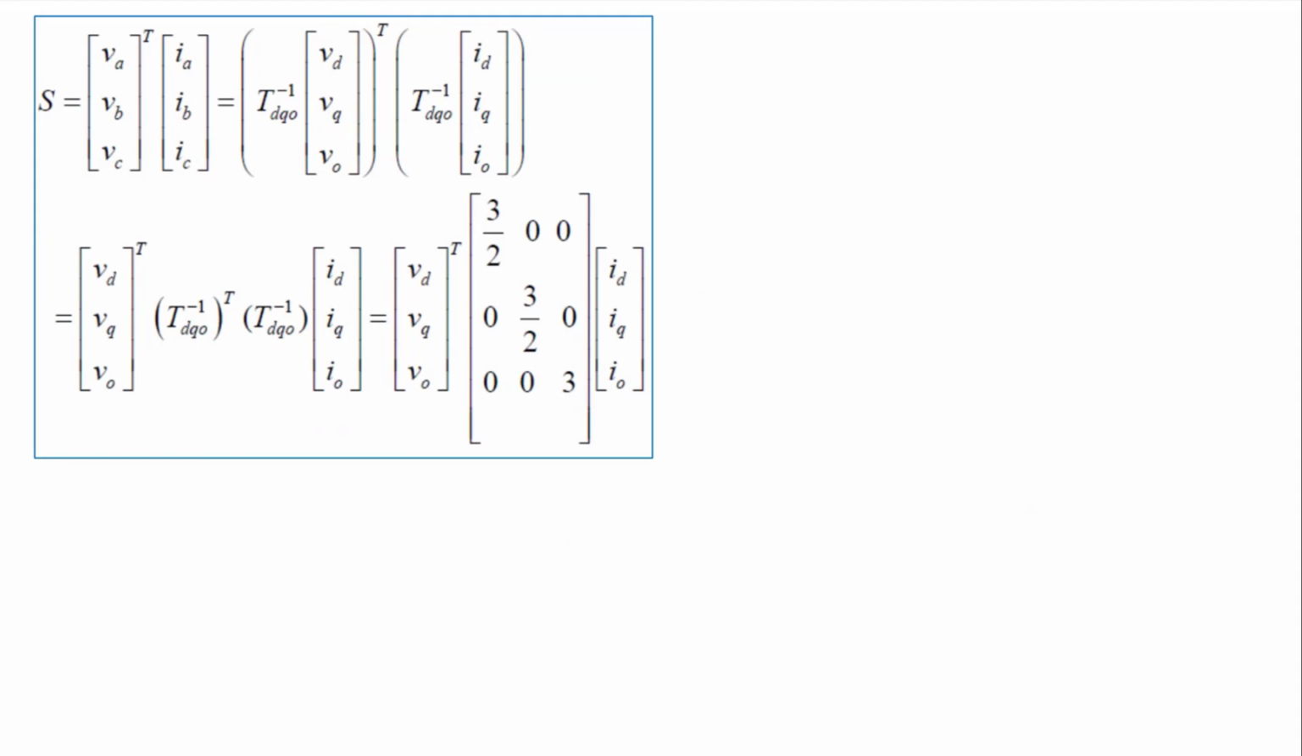Now let's derive the instantaneous complex power. In the three-phase system, S can be written as VAIA plus VBIB plus VCIC. I can write this in matrix form, that is [VA VB VC] times [IA IB IC] transposed. When I multiply this, I get VAIA plus VBIB plus VCIC.